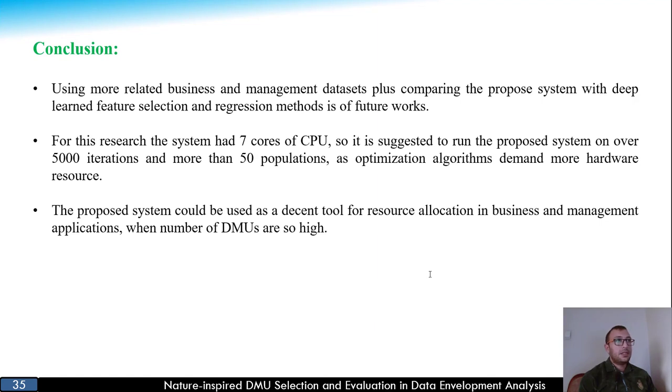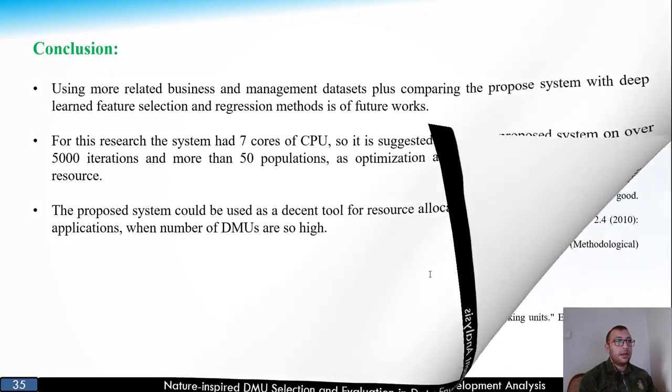Using more related business and management datasets plus comparing the proposed system with deep learned feature selection and regression methods is future work. For this research, a system with a Core i7 CPU is used, so it is suggested to run the proposed system on over 5,000 iterations and more than 50 population, as optimization algorithms demand more hardware resources. The proposed system could be used as a decent tool for resource allocation in business and management applications, in which the number of DMUs is very high.